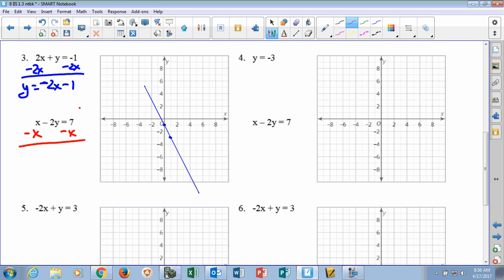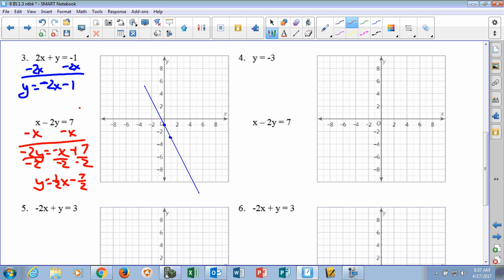Now, here's the common mistake most people make. Is this 2y? What is it? Negative 2y. Don't forget the sign. So when I rewrite this, it's negative 2y equals negative x plus 7. Okay? So now, to solve for y, because we got to make this y equals mx plus b, what do I have to do? Blake. Dividing negative 2 all the way across. So that gives me basically 1/2 x minus 7/2.